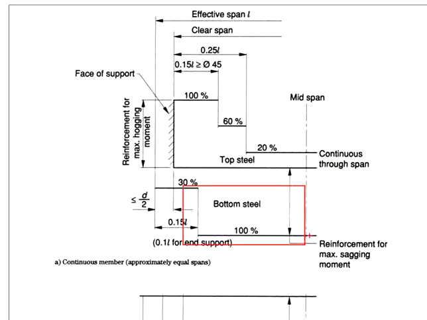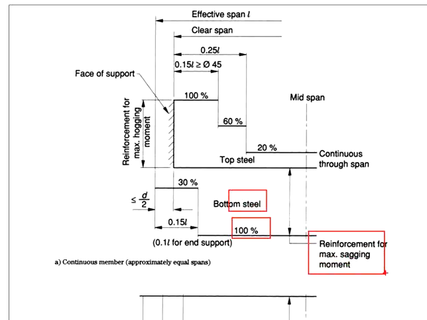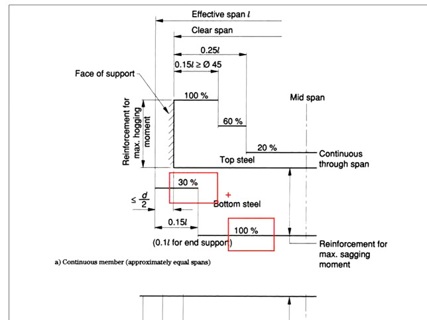As for the bottom reinforcement, this represents the midspan. The 100% bottom steel bar is to resist the maximum sagging moment. Towards the support, the amount of reinforcement may be reduced to 30%, and curtailment can be done at a distance of 0.15 times the effective length from the support, with this distance not exceeding d/2, which is half of the effective depth of the section.